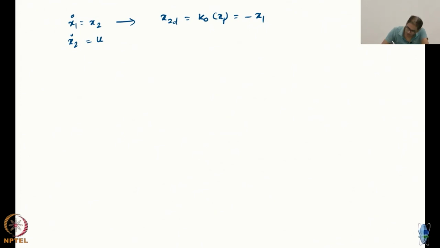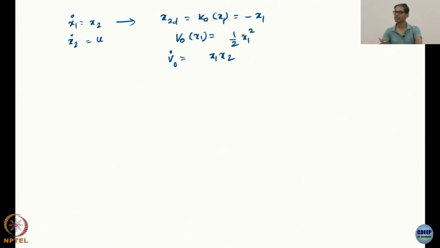Okay, so then what is my error term? And what would be the v0? Just half x1 squared, right? Nothing too fancy. Because I know that if I take v0 dot, it's x1 x1 dot, and x1 dot is x1 x2, so v0 dot is x1 squared x2, and if I substitute for x2 as minus x1, I get minus x1 squared, good to go, no problem.